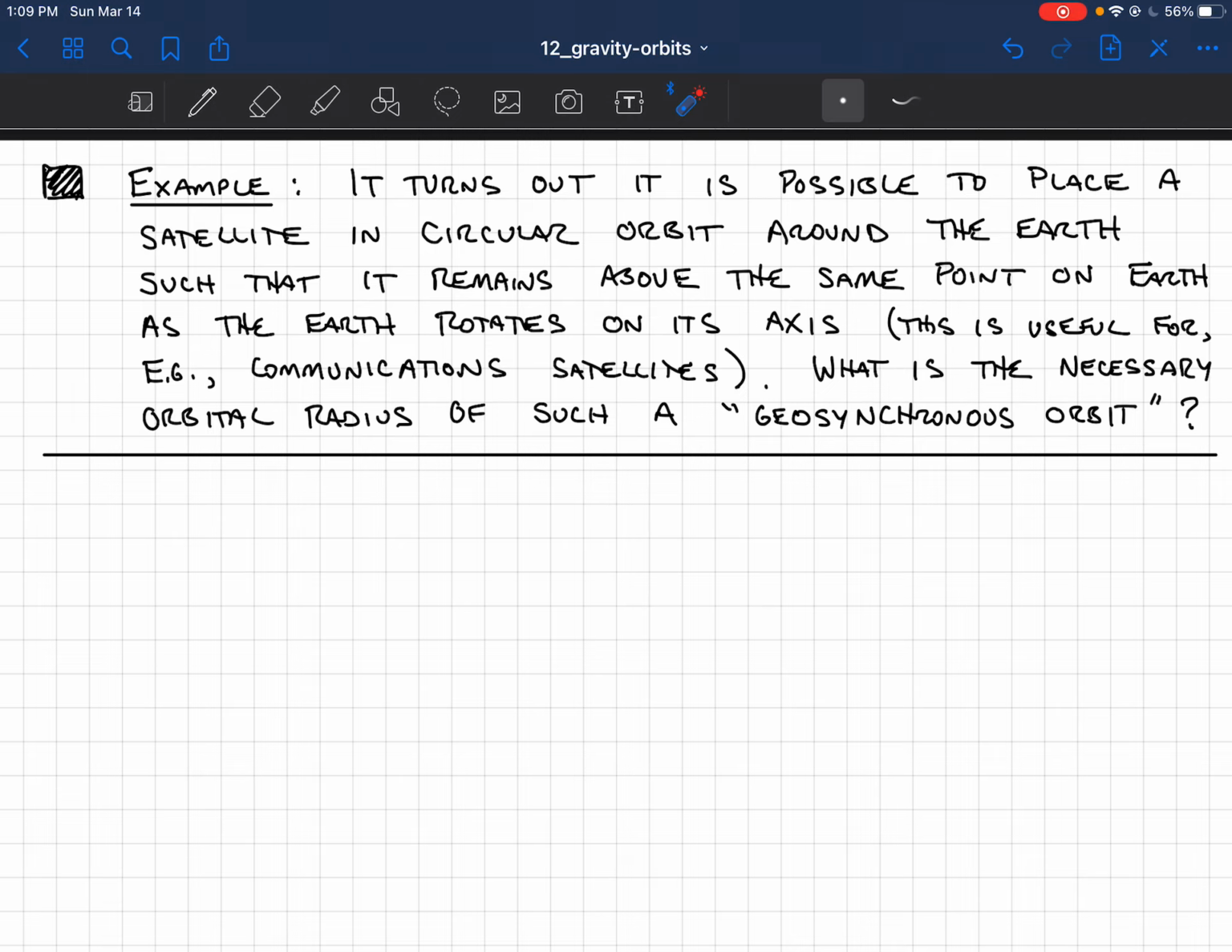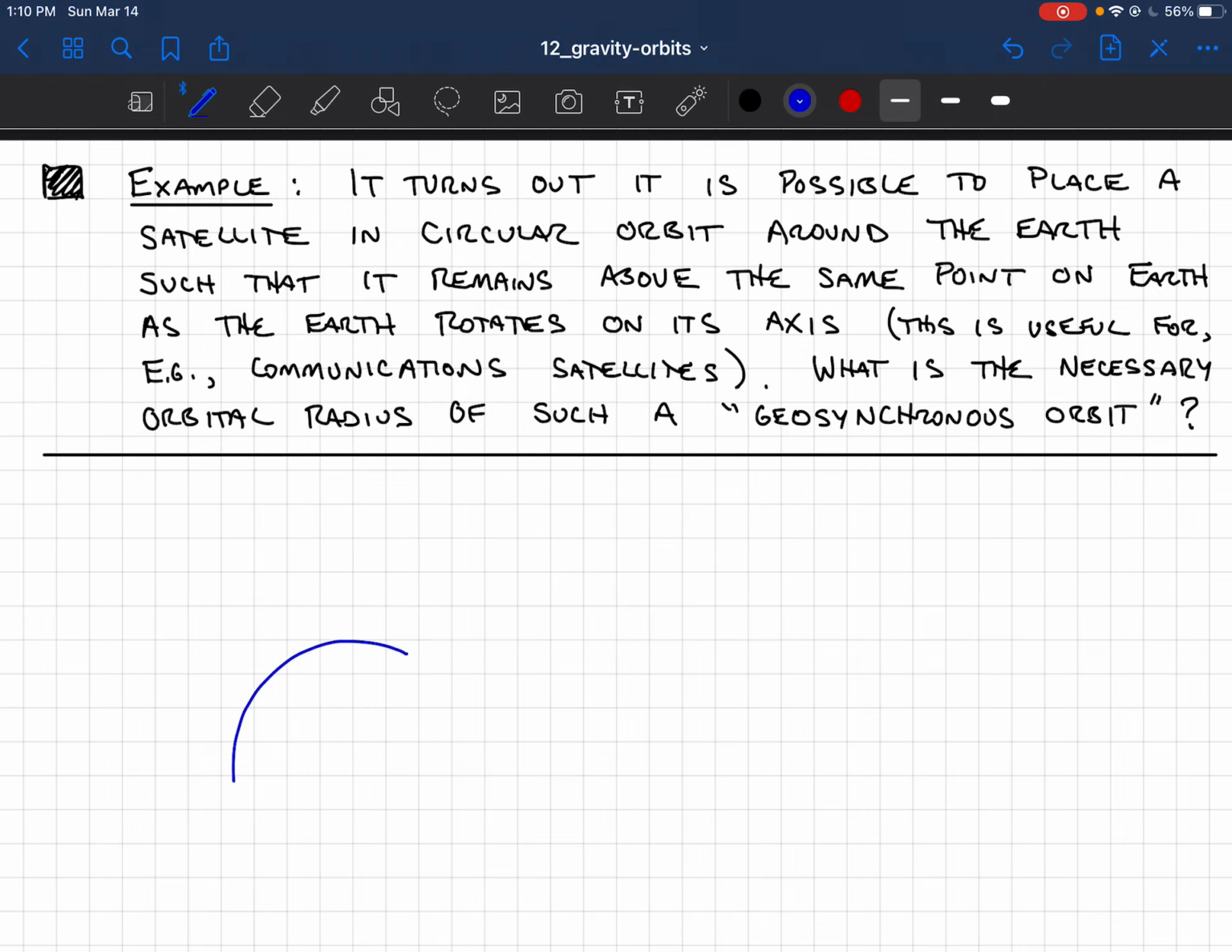So it turns out it's possible to place a satellite in a circular orbit around the Earth such that it remains above the same point on the Earth as the Earth rotates on its axis. Meaning you could place it above the longitude of Grand Rapids, and that satellite would stay there in orbit around the Earth, but from the perspective of Grand Rapids, it would stay at exactly the same point in the sky. That's because the Earth rotates on its axis, while the satellite rotates around the Earth.